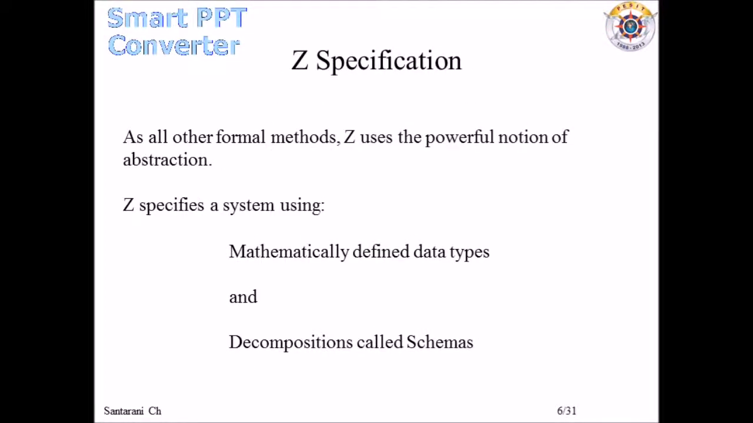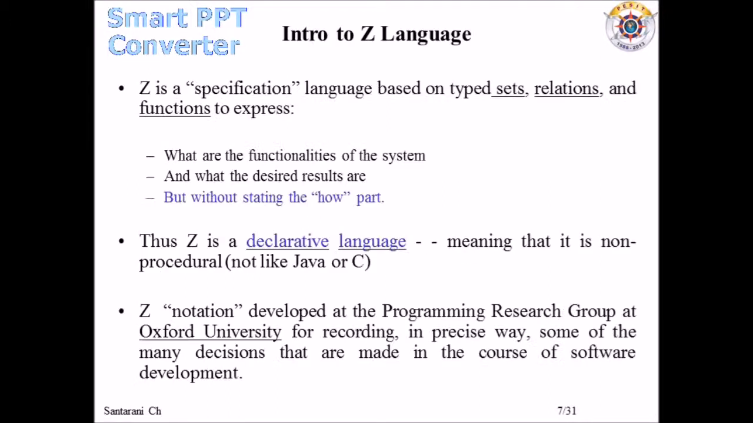Z specification. As with all other formal methods, Z uses a powerful notion of abstraction. Z specifies a system using mathematically defined data types and decompositions called schemas. It is also based upon set theory and mathematical logic. The mathematical logic is a first order predicate logic.